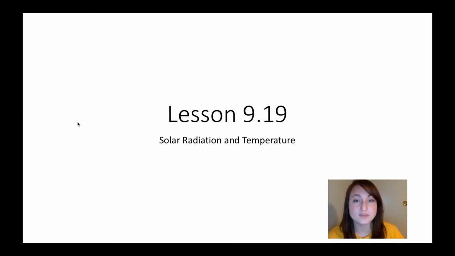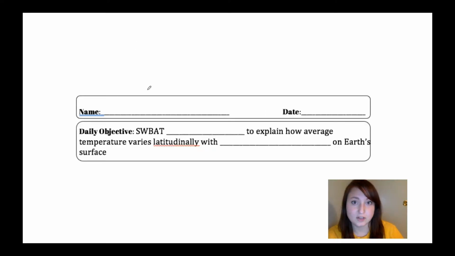This is the lesson from September 19th, 2017, and this lesson is on the relationship between solar radiation and temperature. Okay, so today's objective: students will be able to use graphs to explain how average temperature varies latitudinally with light intensity on Earth's surface. So we're going to write in our objective.